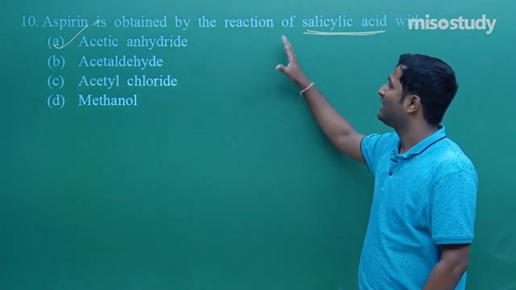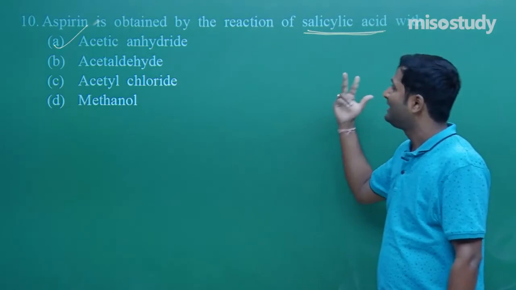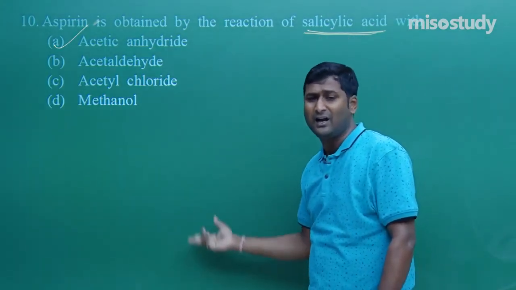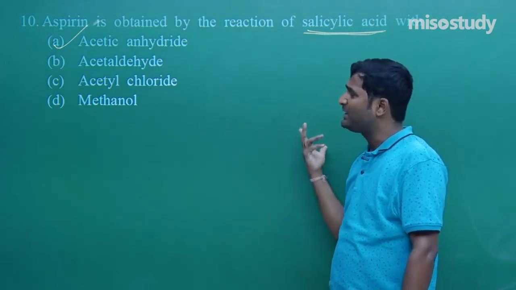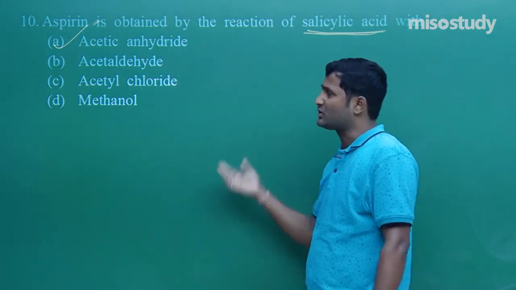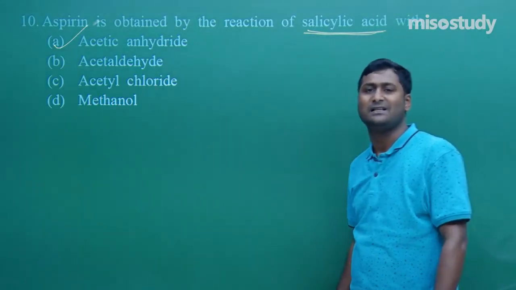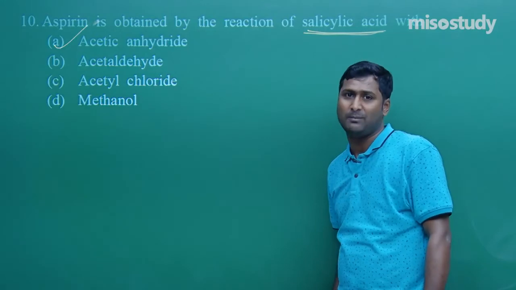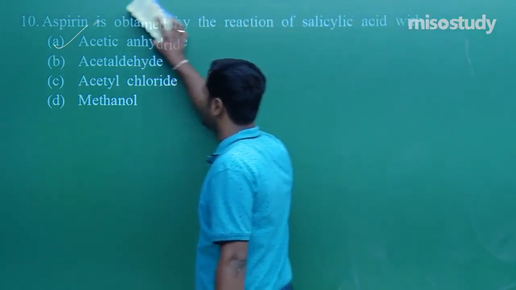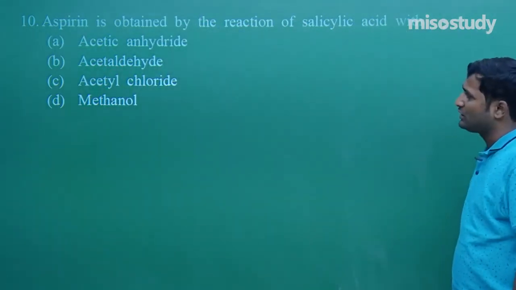I have given the complete reaction related to salicylic acid with acetic anhydride. So this is a completely theory based question, a simple and frequently asked question. Aspirin is obtained by the reaction of salicylic acid with acetic anhydride. So for question number 10, A is the correct option. Clear, friend?